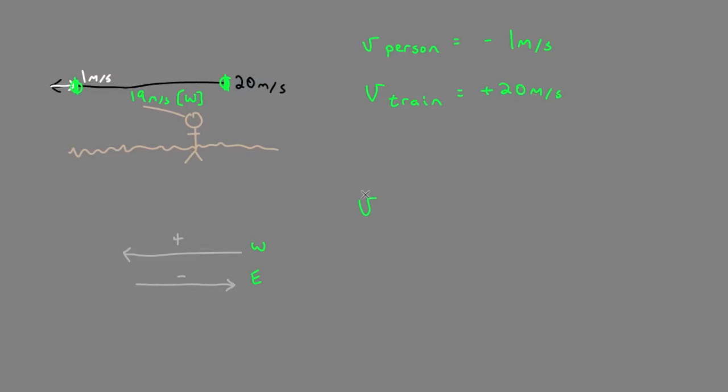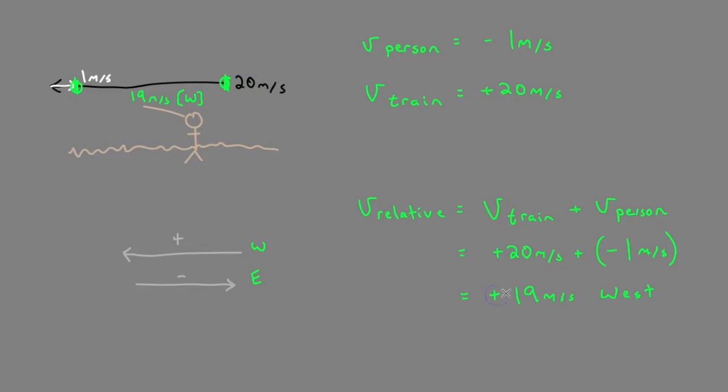The relative velocity or the resultant velocity is the sum of the two: the velocity of the train plus the velocity of the person. And so we have 20 meters per second plus -1 meter per second. And so you can see the resultant or the relative velocity with respect to the ground is 19 meters per second, and the positive direction is west. So we have positive velocity here.